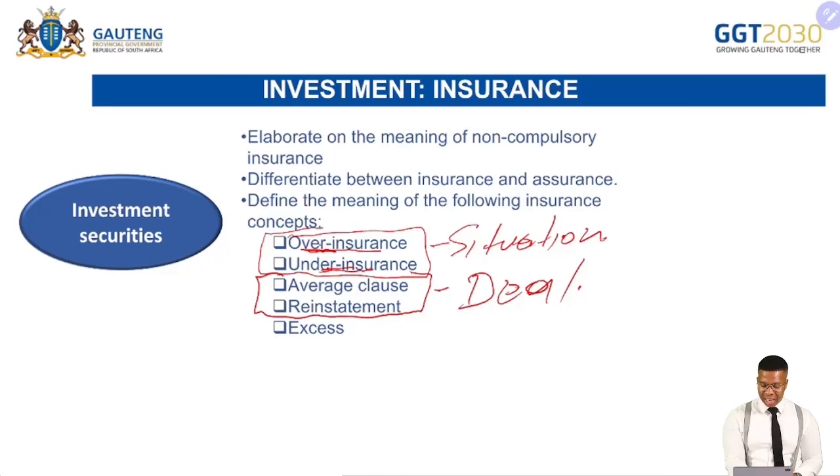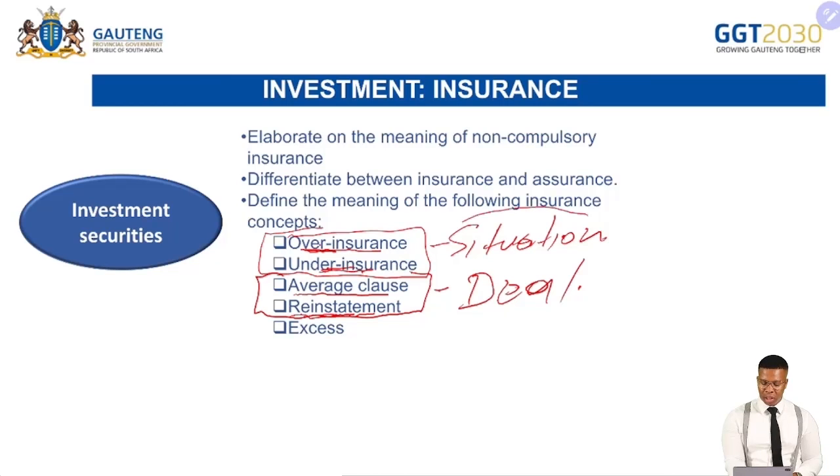So when they're under-insured, how do you deal with that customer? Under-insured, you implement average loss. And then how do you deal with the customer that is over insured? You implement reinstatement and return them to the same financial position.